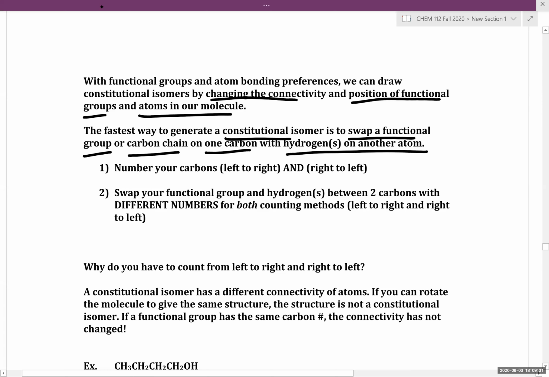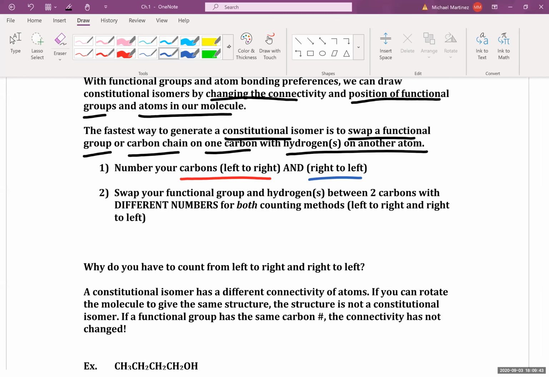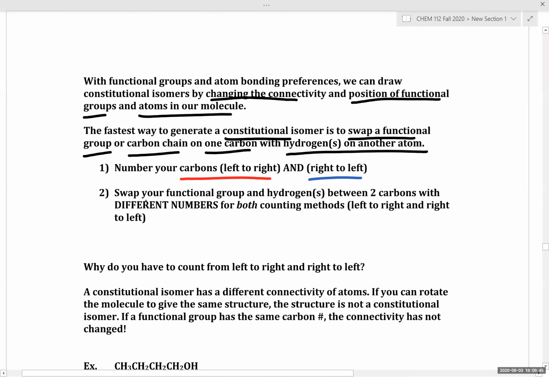So first, you number your carbons, and I like to use two different colors, one for left to right, and the other from right to left. And the trick is you can swap your functional group and a hydrogen if they have different numbers for both counting methods.